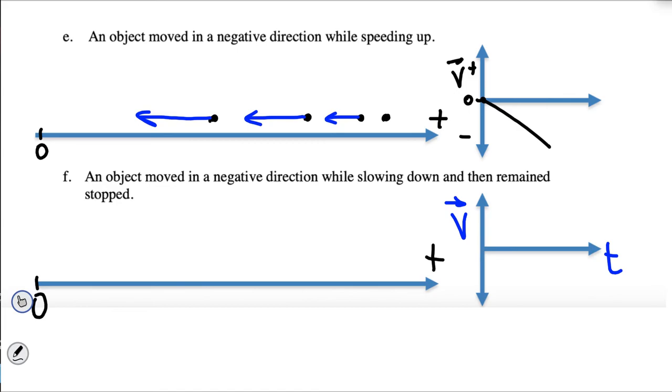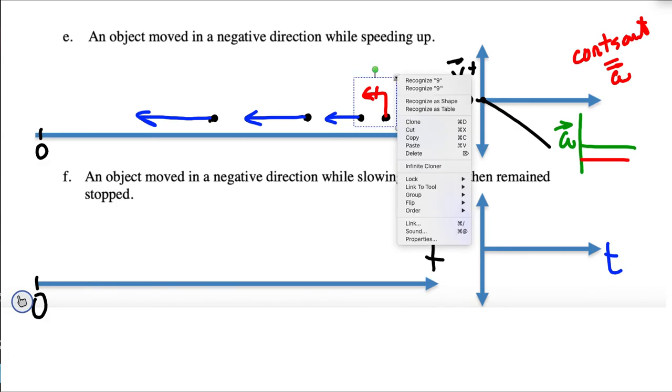Would there be acceleration vectors? What would the acceleration versus time graph look like for this one? Since we have a constant negative slope, that means we have a constant negative acceleration, which means our acceleration versus time graph would look like this, and therefore we need to have constant negative acceleration vectors that would look like this.